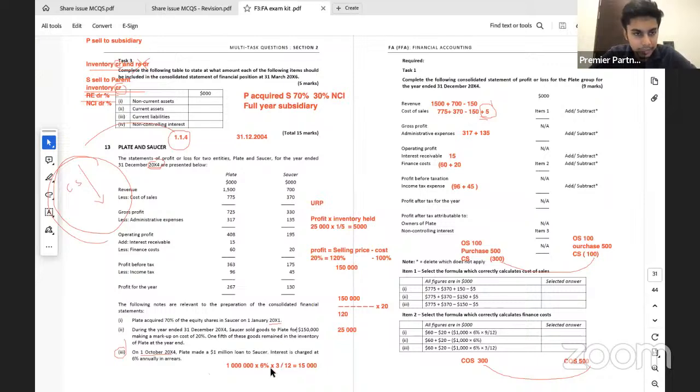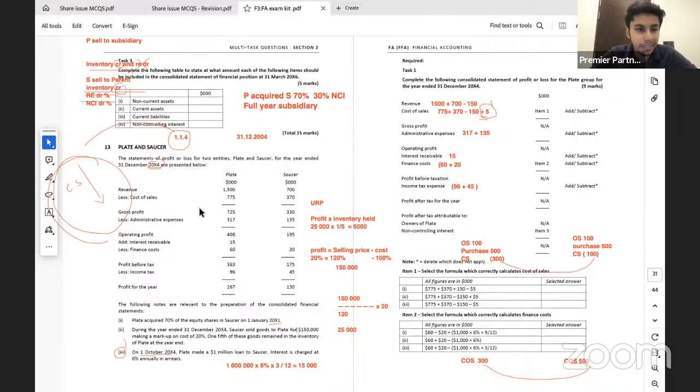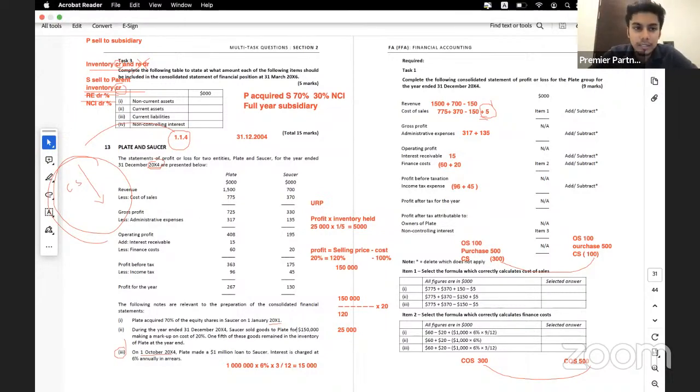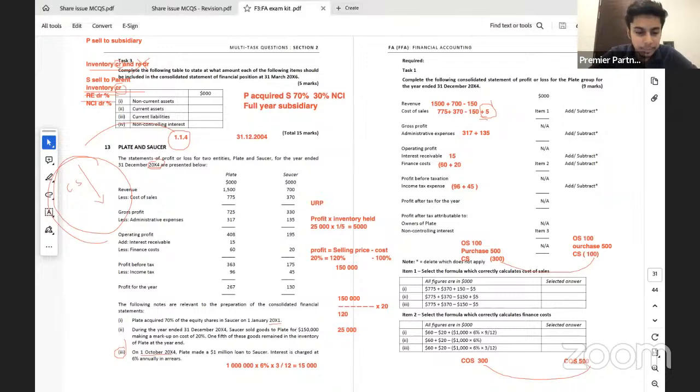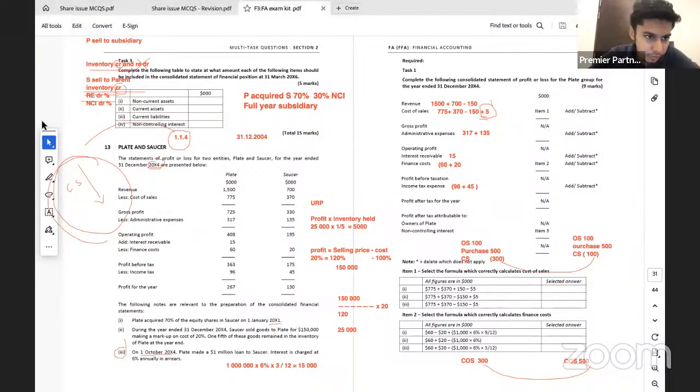Take the loan, put the interest, see the months. If 1 year, leave it at 6%. But 1 year has not gone, guys. Can you see October, November, December, just 3 months. So the interest is 15,000. Now what to do with this interest?